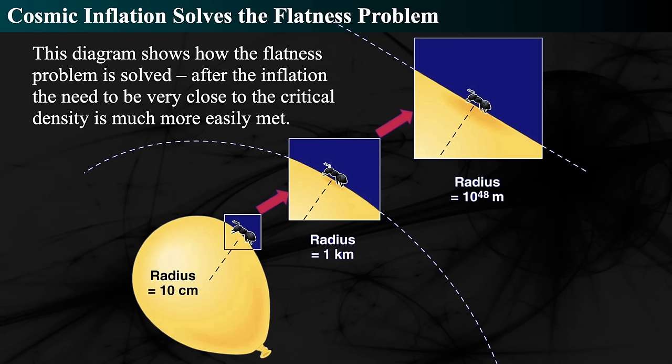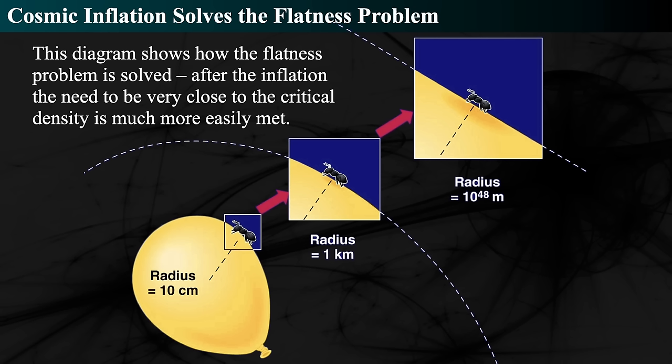Well, the ant's never going to see the curvature. The curvature is so incredibly large now that the ant's going to say, this is perfectly flat. Or if it's not flat, it's really close to flat, and I can't measure the curvature of it. So the radius of the balloon now is 10 to the 48th meters. He's never going to see it. So effectively, the inflationary epoch wipes out all curvature because the curvature now is so big that it's impossible to see inside your little world, which is the square box. It's impossible to see it.